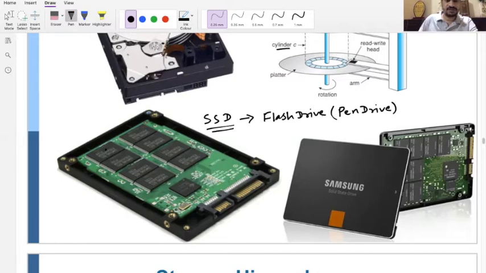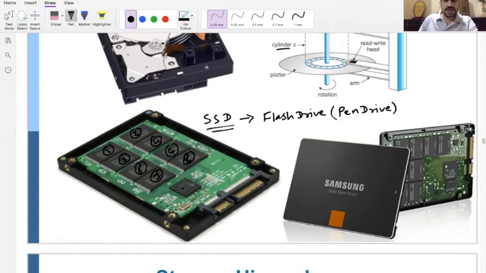Let's say these are the flash drives. This is flash drive 1, flash drive 2, this is the third flash drive, this is fifth, this is sixth, this is seventh, and this is eighth. Let's say 8 flash drives are available. So we have 8 flash drives, and the combination of that is the capacity of this SSD. We have a controller here.